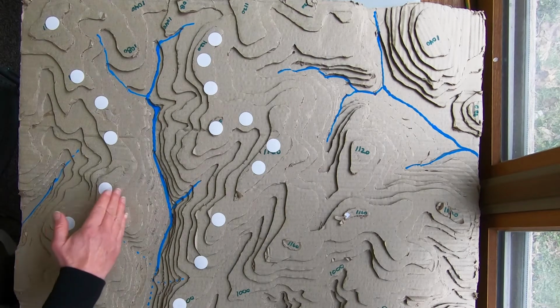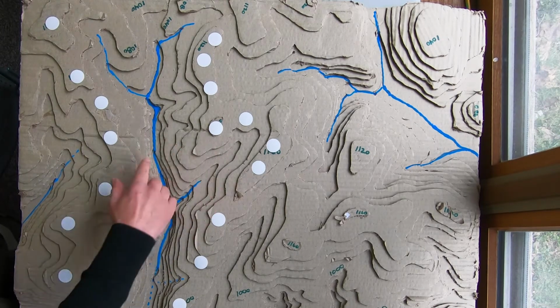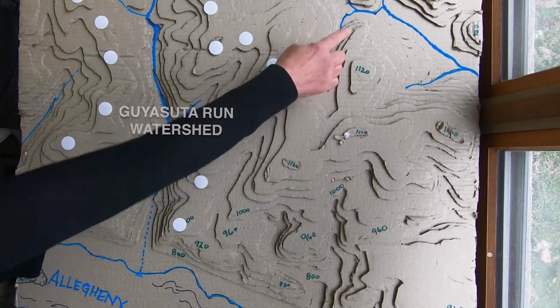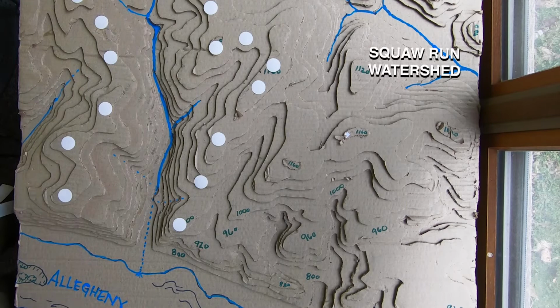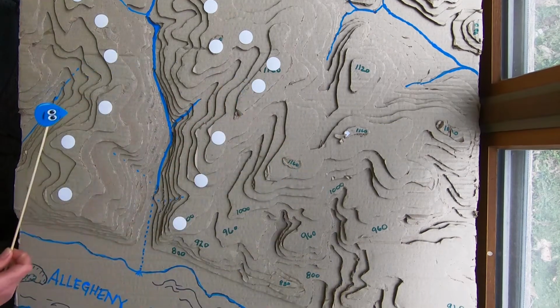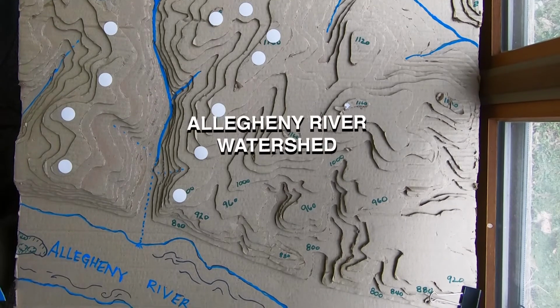So all of the water falling in between the two boundary lines is part of Guyasuta Run watershed. But if it's outside the boundary on this side, it's going to Squaw Run watershed. I'm not sure what the name of this little stream is, but no matter what, all of the water falling in any of these smaller watersheds is also part of the Allegheny River watershed.